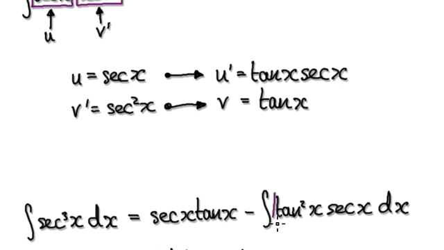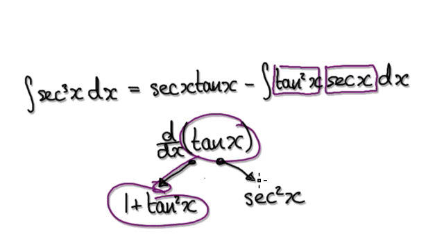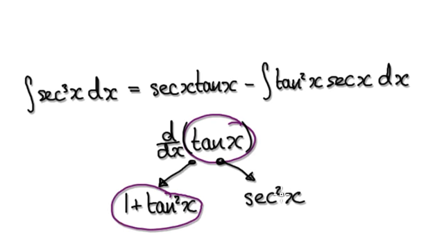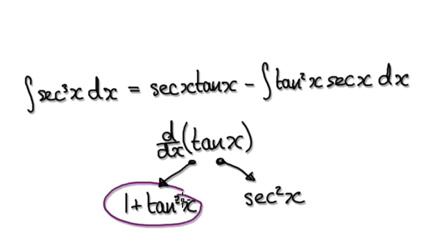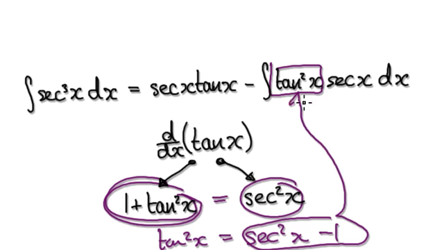Now look at this bit here. Here you've got one block multiplying another block. Remember that when you differentiate tan, there are lots of ways of expressing the answer. One of which is this, the other way is this. They're actually both the same, just written differently. If you look at this, tan squared, if you minus 1 from both sides, you get tan squared of x equals secant squared minus 1. So we can put this into here.